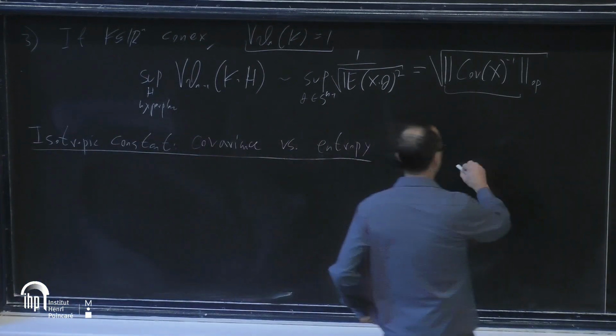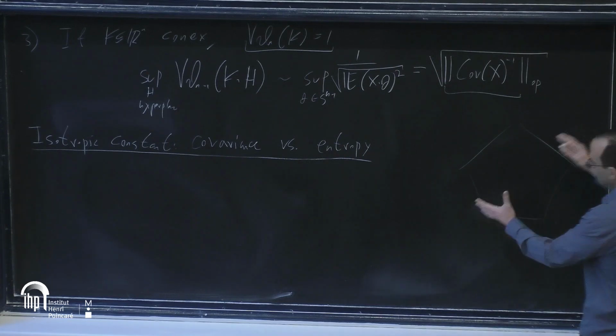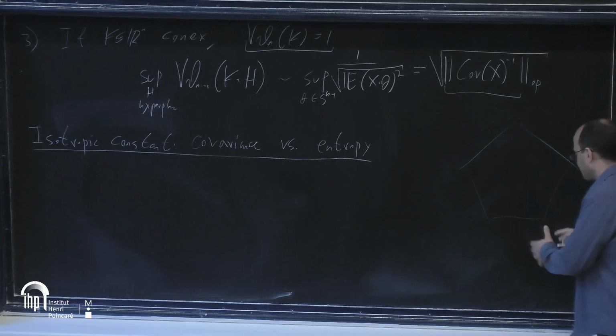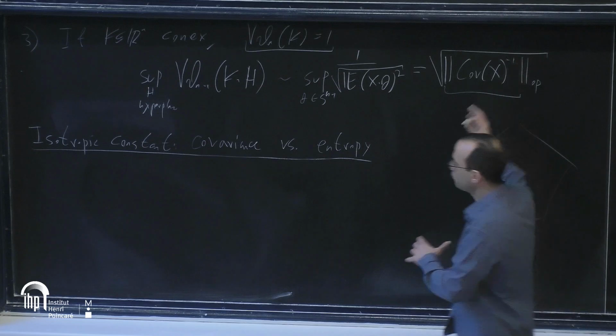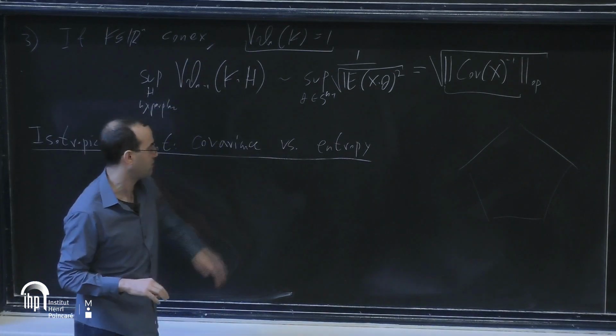So there are two ways to measure the size of a convex set. One of them is its volume or its entropy, how much space it occupies. And the other is the covariance matrix. So how large is the covariance matrix? And the slicing problem asks about the relation between these two numbers, the volume versus the covariance.